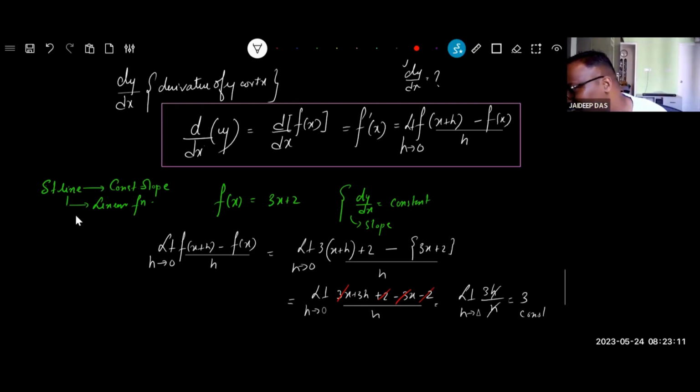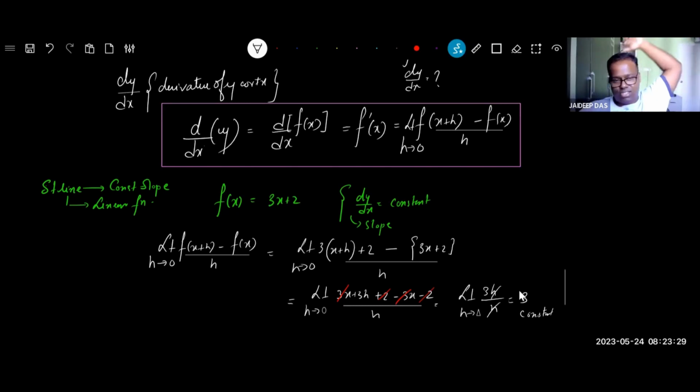It's constant. That means 3 is constant. You don't have a variable with it. So you have proved that the slope of a line is always constant. Nothing more today beyond this, because after that you'll puke.